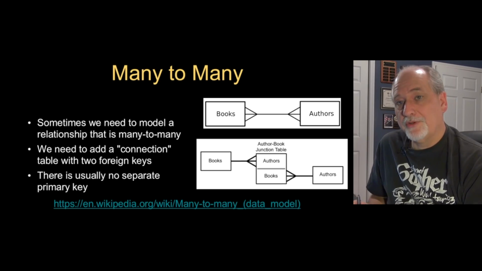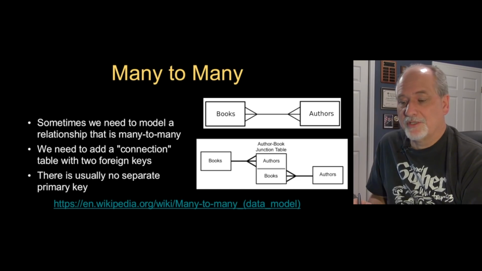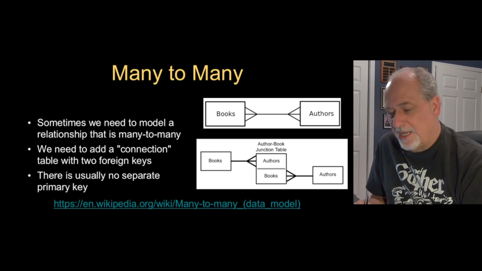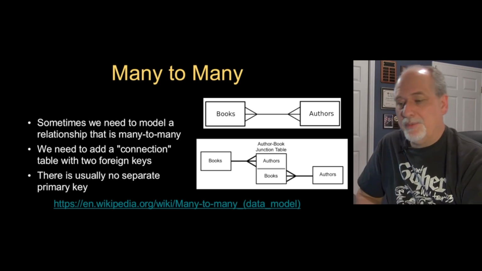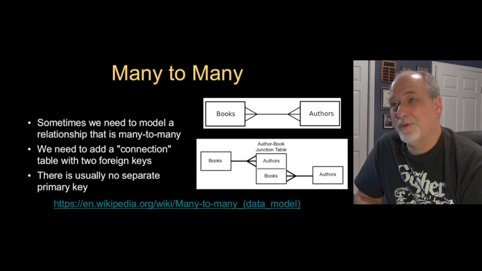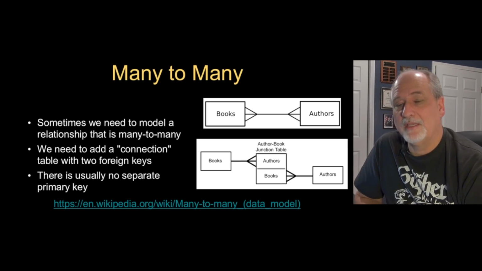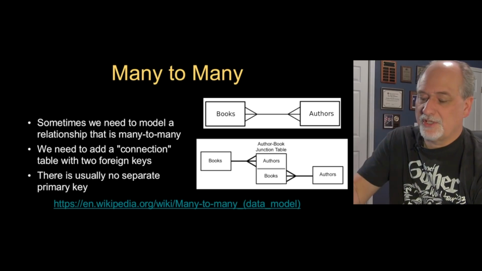One book has many authors, and each author has many books. So you don't have the one side. There's no one. And so you have to end up building a table that I call a connector table. They call it a junction table on Wikipedia. But we need a little table that allows us to break a many-to-many relationship into, in effect, two many-to-one relationships in a connector table. And so this is a connector table.